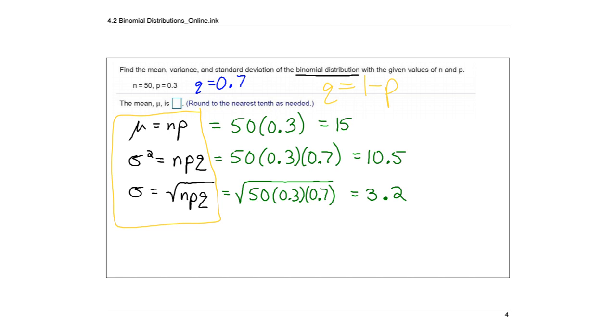So for the mean, I'm going to take the N of 50 times P of 0.3. That gives me a 15 for the mean. For the variance, I'm going to take N of 50 times P of 0.3 times Q of 0.7. And that gives me 10.5. So that's the variance. And then finally, for the standard deviation, I'm going to take the square root of the variance. So the square root of 50 times 0.3 times 0.7, that gives me 3.2. That is my standard deviation.